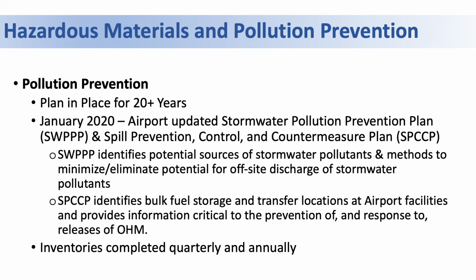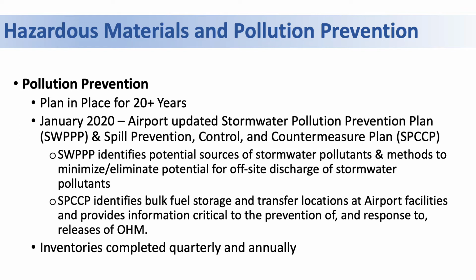The airport also works hard with hazardous materials and pollution prevention. The airport has had a pollution prevention plan in place for over 20 years. In January of 2020, the airport updated its stormwater pollution prevention plan, as well as its spill prevention, control, and countermeasures plan. The SWPPP, as we call it, identifies potential sources of stormwater pollutants and methods to eliminate or minimize the potential for off-site discharge of stormwater pollutants.